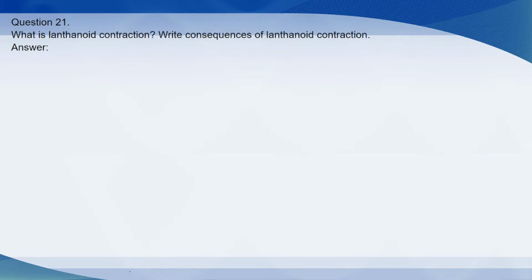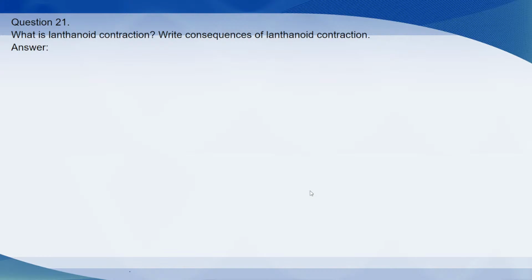From 1 to 20 questions we have done in our first and second session. Now, this is the third lecture of D and F block elements. We are doing this D and F block elements through question and answer.